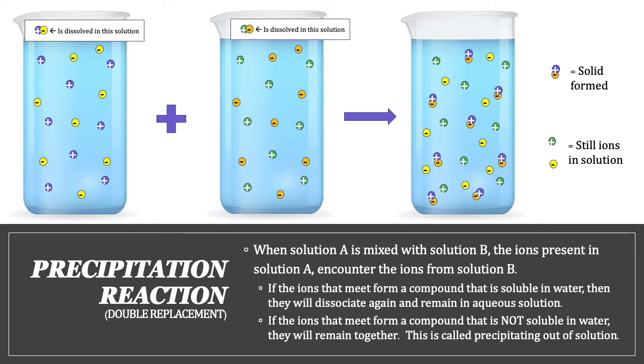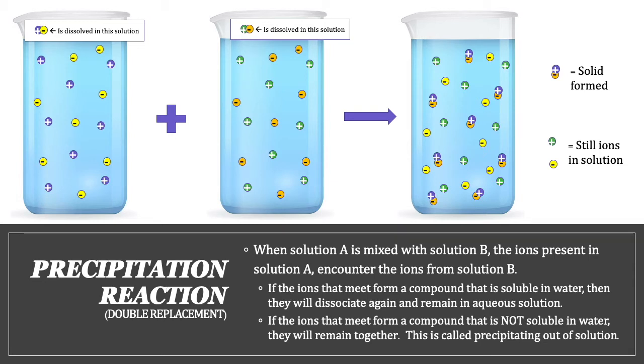If I was to mix these two beakers together, it would look like the third beaker. It just so happens that when the purple ions in the first solution came into contact with the negatively charged orange ions in the second solution, they held together, and the force of attraction between those two ions was stronger than water's ability to redissolve them. So they formed an insoluble product. That compound is not soluble, and so it's precipitating out of solution.